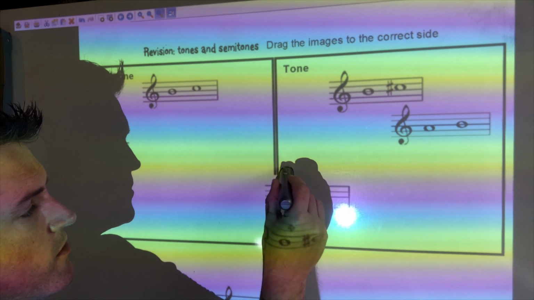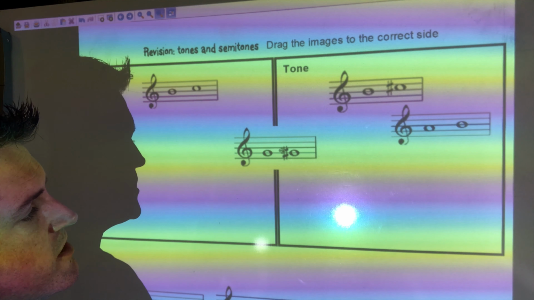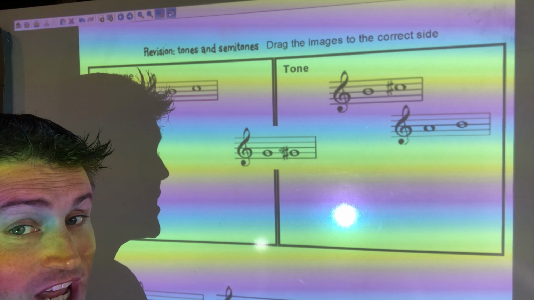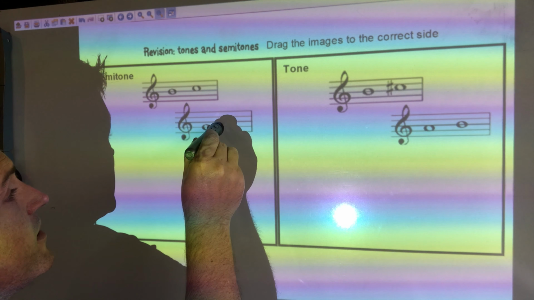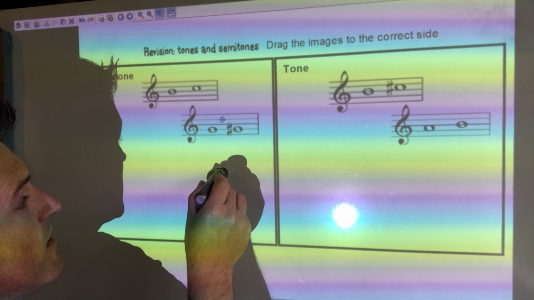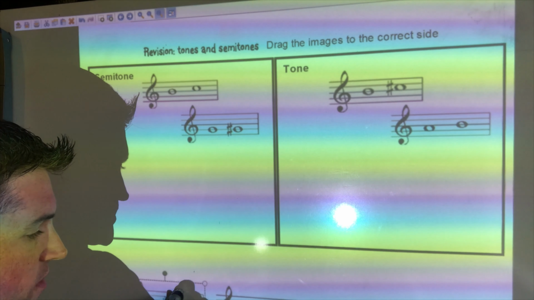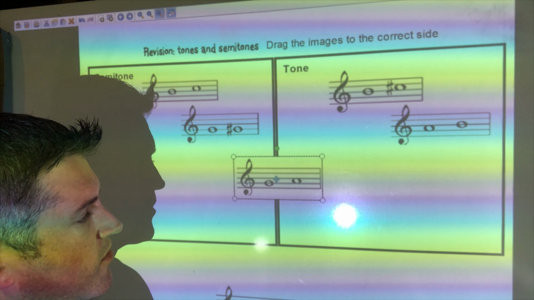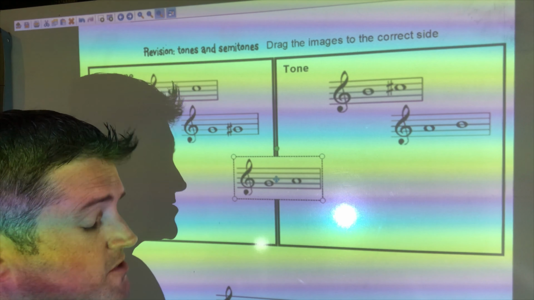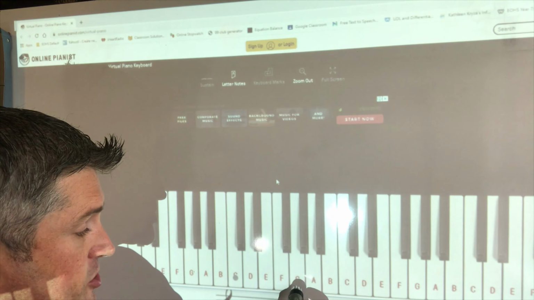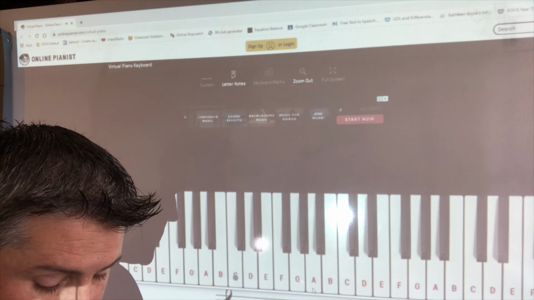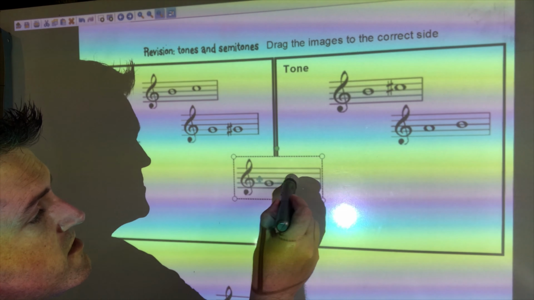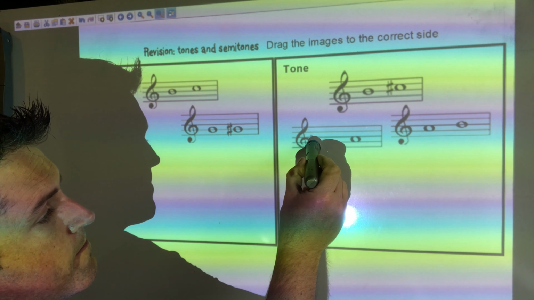Right, moving on. Here goes the next one. That is a G to a G sharp. That G sharp is the black key right after G, so that there is going in my semitone side right here. Okay, moving on. We've got this one here. This is a G going up to an A. Here's my G. Here is my A. You'll notice that there is a note in between, so that's going 2 spaces. That is an example of a tone.